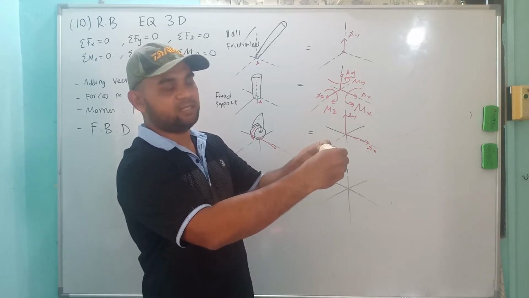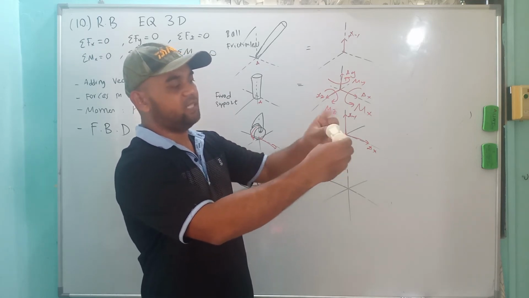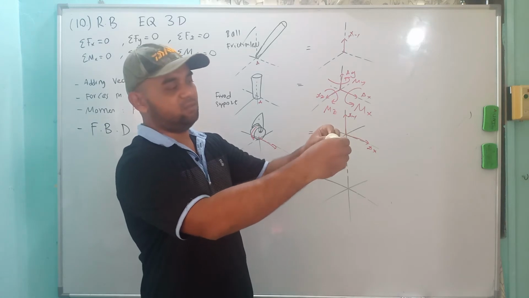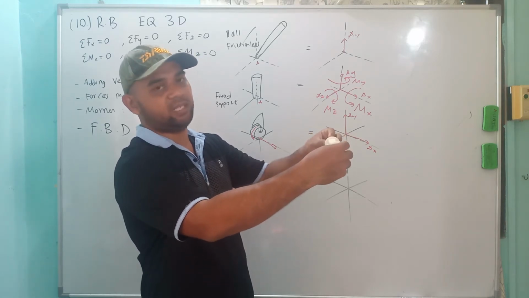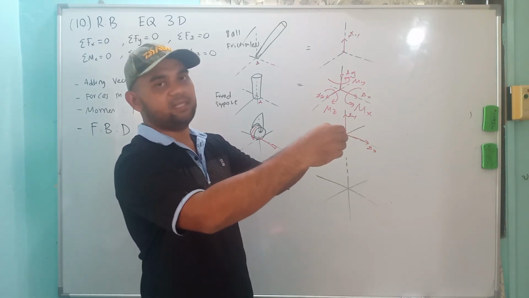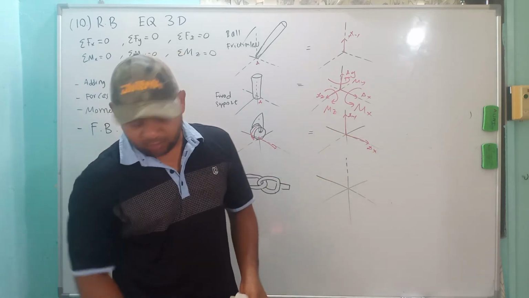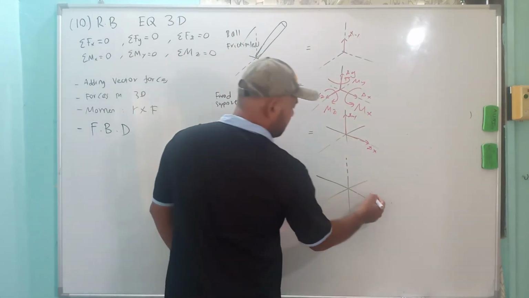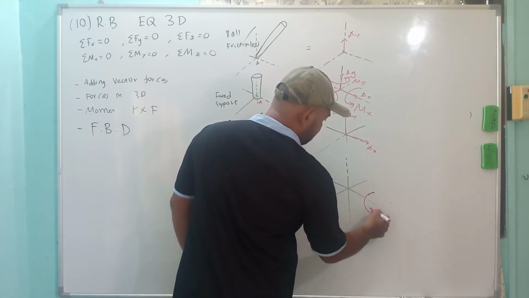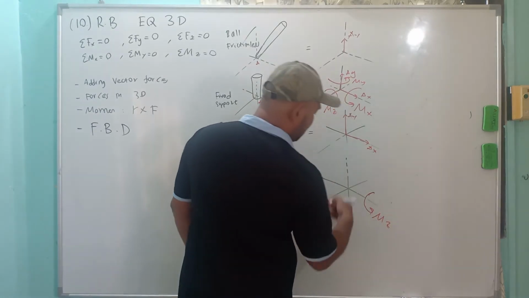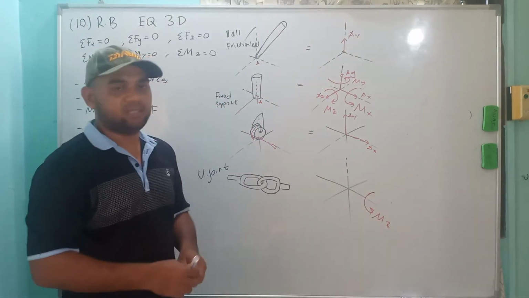I cannot rotate in X axis if this part is fixed. If I want to rotate, everything must rotate. So there is a moment in X direction. So in terms of moment, moment Z and moment Y are 0, but there is moment X.